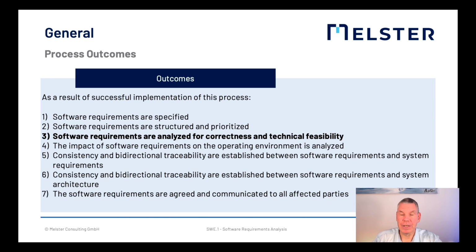Outcome number 3. The software requirements are analyzed for correctness and technical feasibility. Each requirement is reviewed to ensure it precisely reflects the user needs. The feasibility checks if the software requirement is technically possible to implement within the project's constraints. This analysis helps in identifying potential risks and challenges early in the development process.